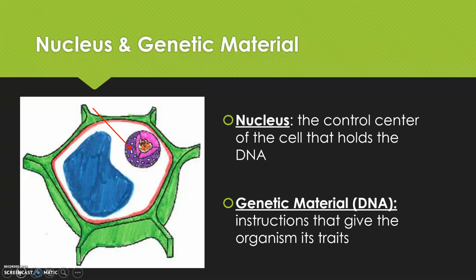All living things have DNA. Think of DNA as an instruction manual, giving the organism all of its traits. In your case, your DNA gives you traits like eye color or hair color, but in the case of an apple, DNA can give it traits like color or sweetness.